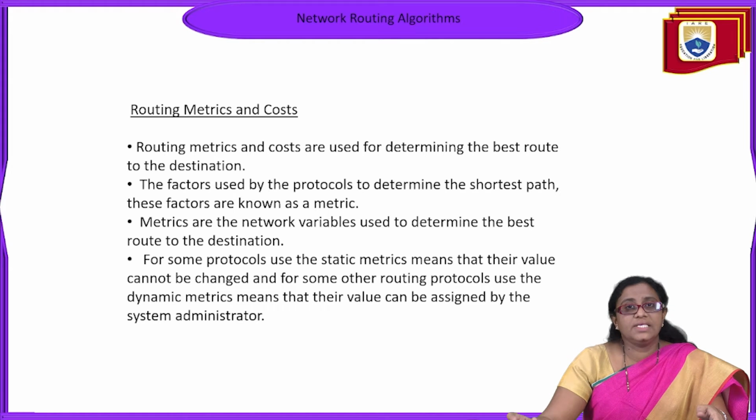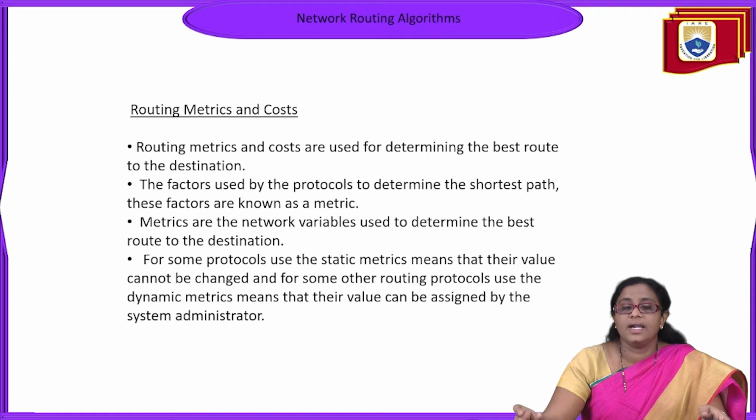Already routing we have to see, and routers will also be defined, and routing protocols already determined, and routing metrics and the cost. What do you mean by routing metrics and the cost? The measurement of routing protocols or routers is nothing but the routing metrics and the cost. So routing metrics and costs are used for determining the best route to the destination.